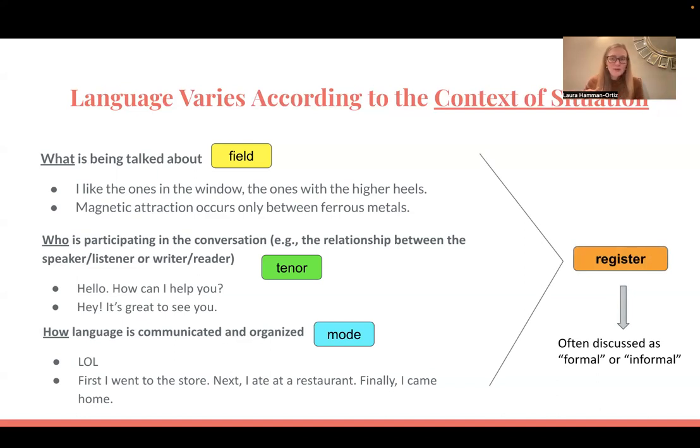And we often talk about a register being more formal or more informal. So the second example under field has a more formal register. This example here, "Hey, it's great to see you," has a more informal register. So these three elements working together form the register.